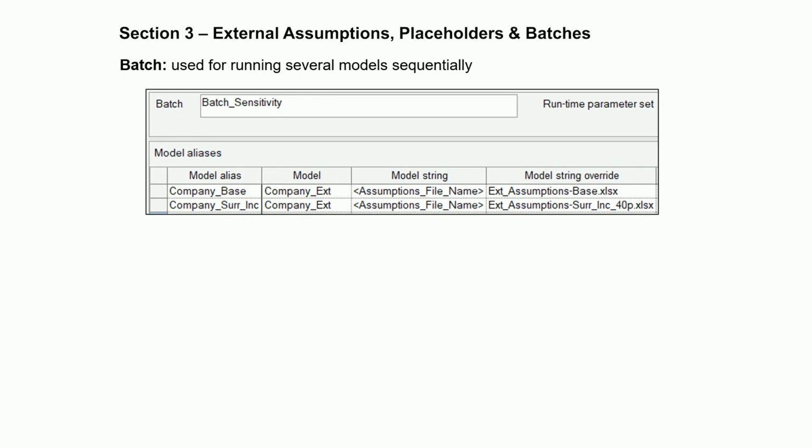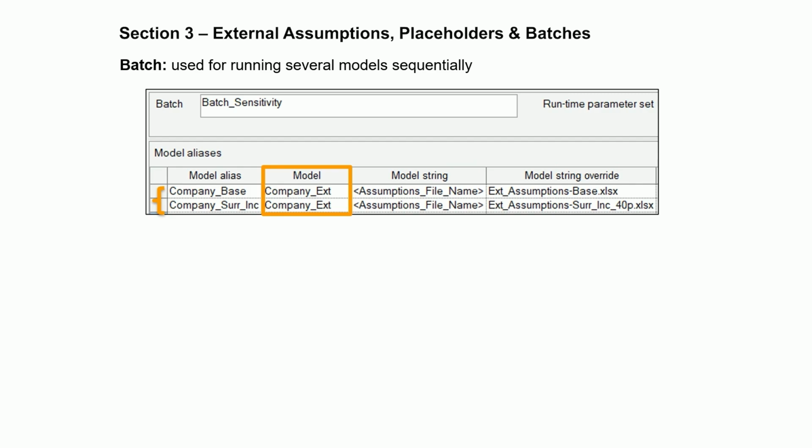The same model can be included more than once within a single batch, using a different model alias for each run. Combined with the facility to read assumptions from external sources explained in the first section of the module, this means that a single underlying model can be combined with several different external files within a single batch. This reduces the need to set up multiple models in situations where the only difference between them would be in the choice of assumptions, for example, for sensitivity runs.